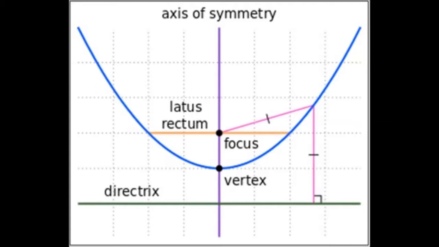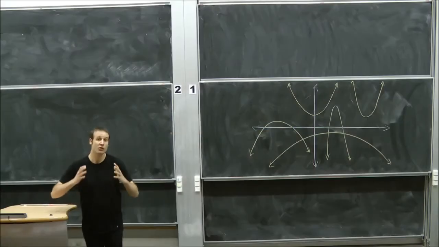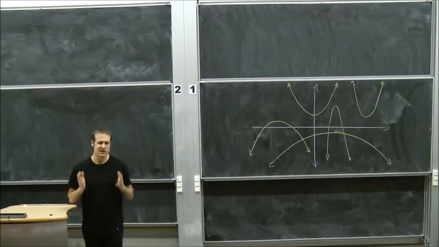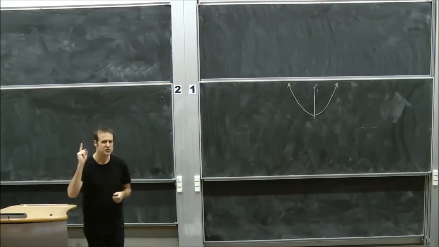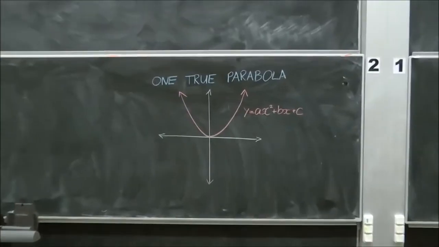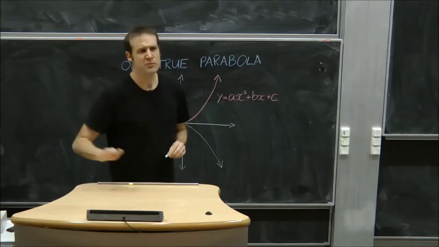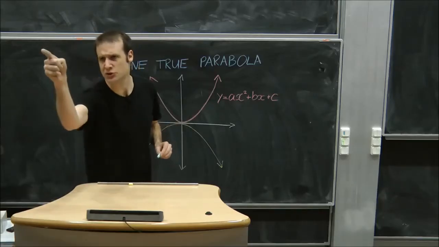For my own reference, I found a YouTube video where a guy explained this concept really well. I'll go ahead and reference it here. The notion of there being more than one parabola is a lie. There is only one true parabola. Behold, there is only one true parabola.